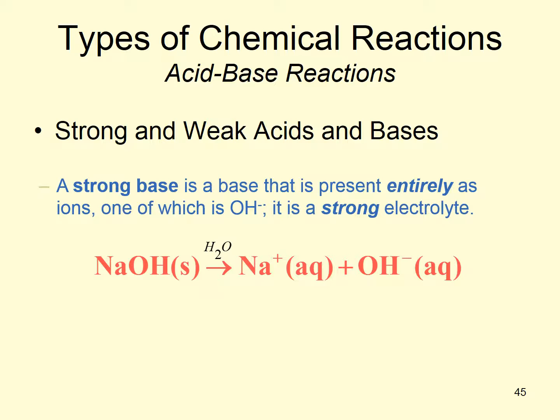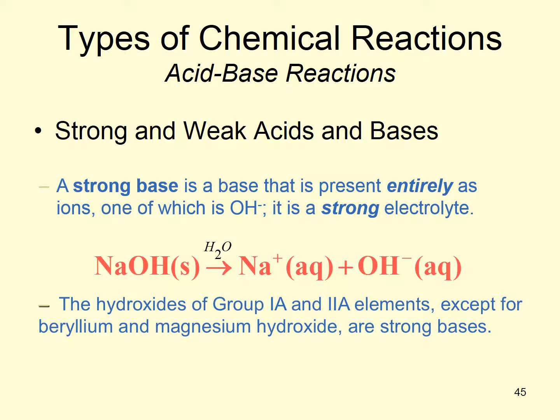If you look back on the chart a couple slides ago, you'll see that it's mostly the hydroxides of group 1A and 2A, except for beryllium and magnesium. So the 1A elements, lithium, sodium, potassium, and actually not listed on there, rubidium and cesium, are considered strong bases, but they're not on that list. Well, we won't run into them too much.